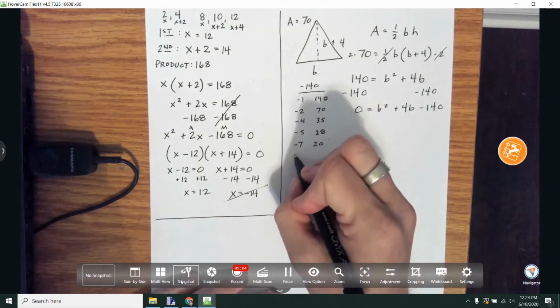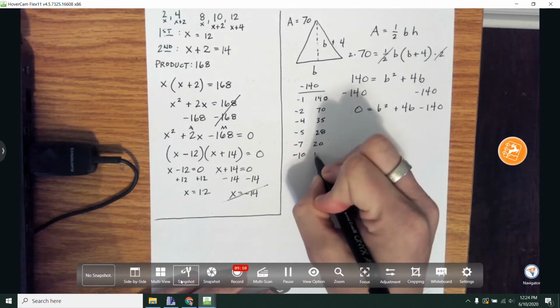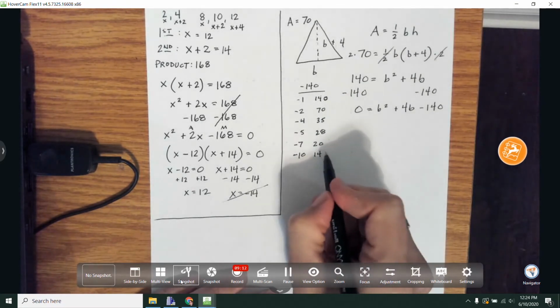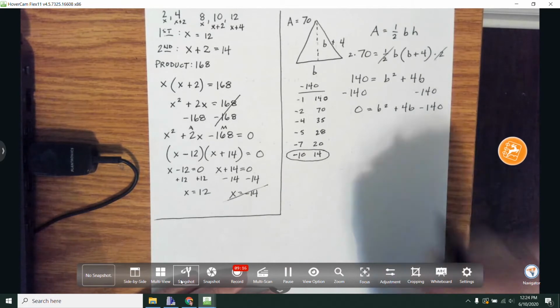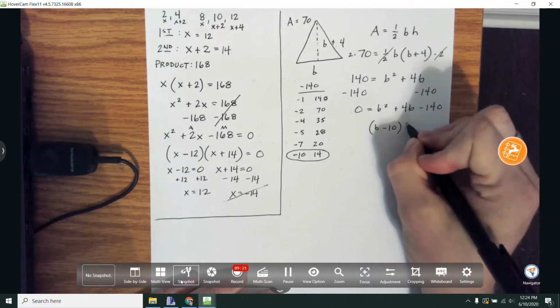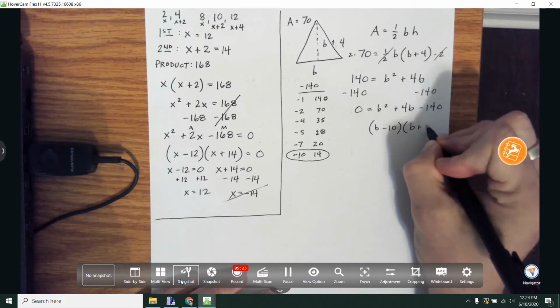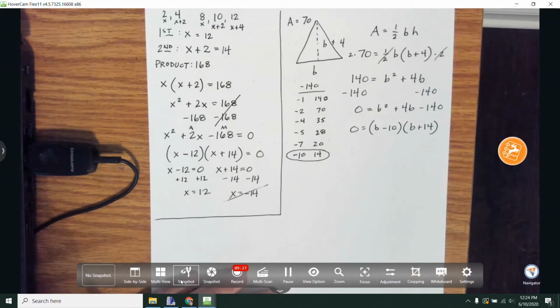8 doesn't work. I think our next one is 10 and 14. And that's when we arrive at what we're looking for, because if we added those two together, we get that 4. So this is going to be b minus 10 and b plus 14. And now one of these has to equal 0.